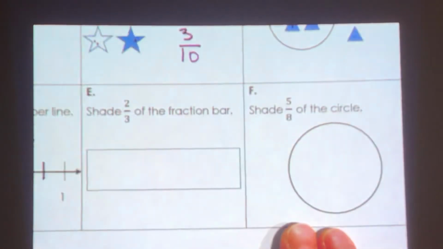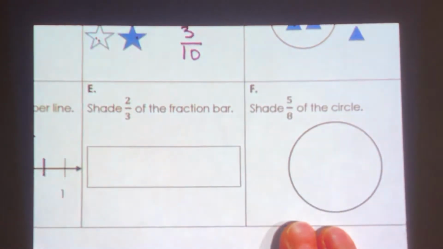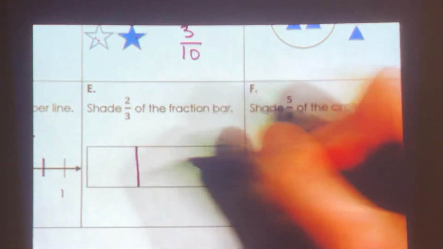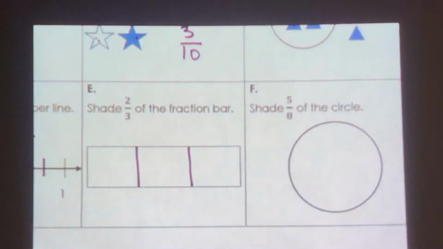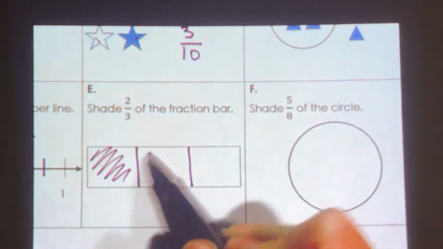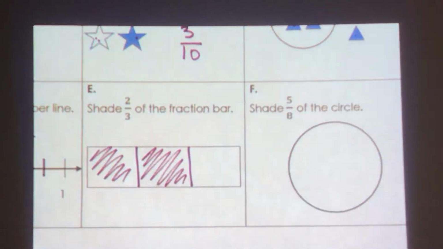Right, for letter E, I have shaded 2/3 of the fraction bar. So 2/3 means I need this to be divided up into 3 pieces. My denominator tells me how many equal pieces the whole amount's cut up into. And if I want to shade 2/3 of this, that means I'm going to shade 2 pieces, because that's 1/3, and one more is 2/3.